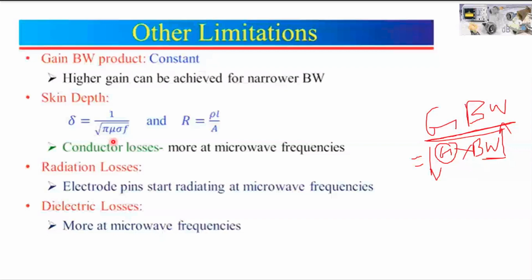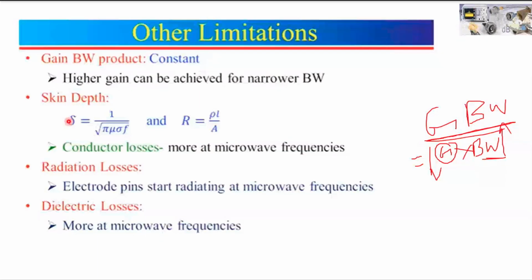Permeability of the material, and sigma is nothing but the conductivity of the conductor. f is nothing but the frequency. So from here what you can see: skin depth is inversely proportional to 1 by under root of frequency. So as frequency increases, what will happen? Skin depth decreases. Correct?